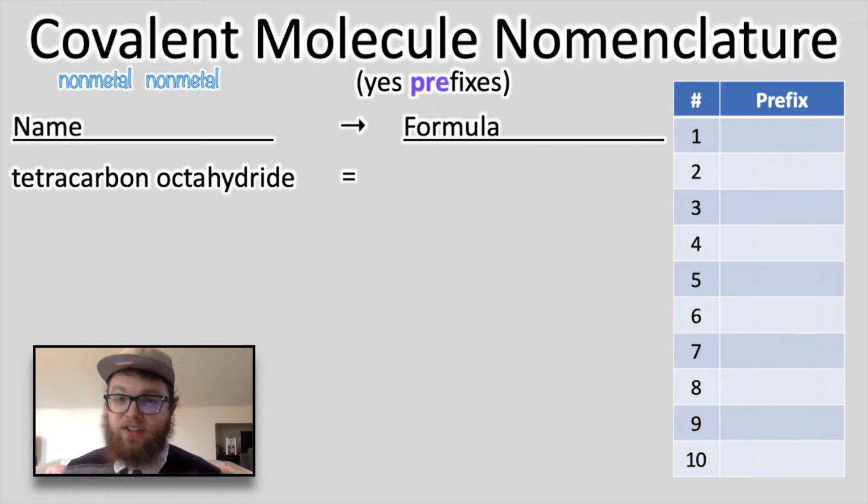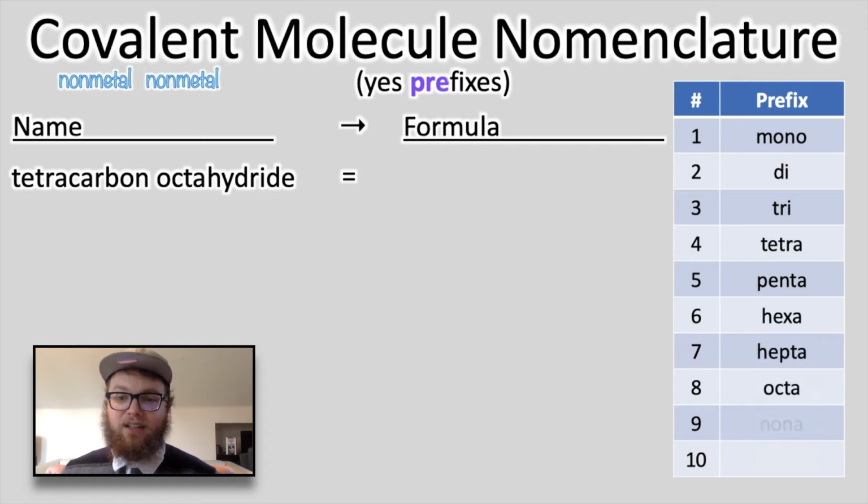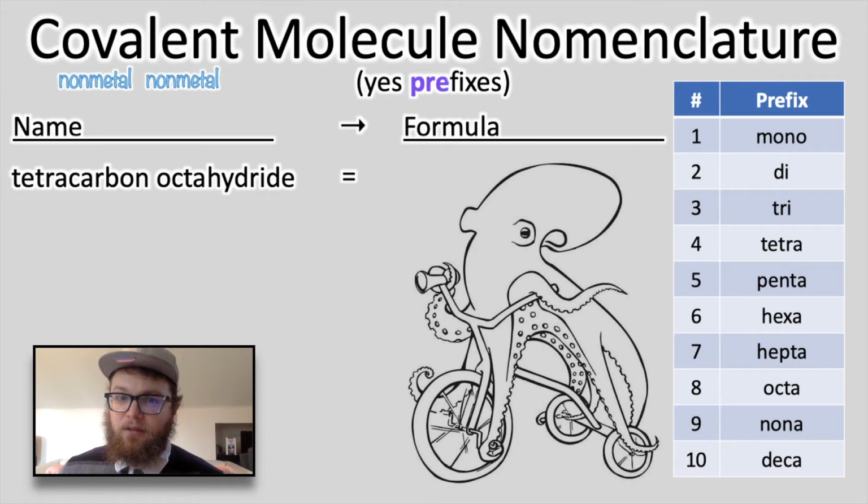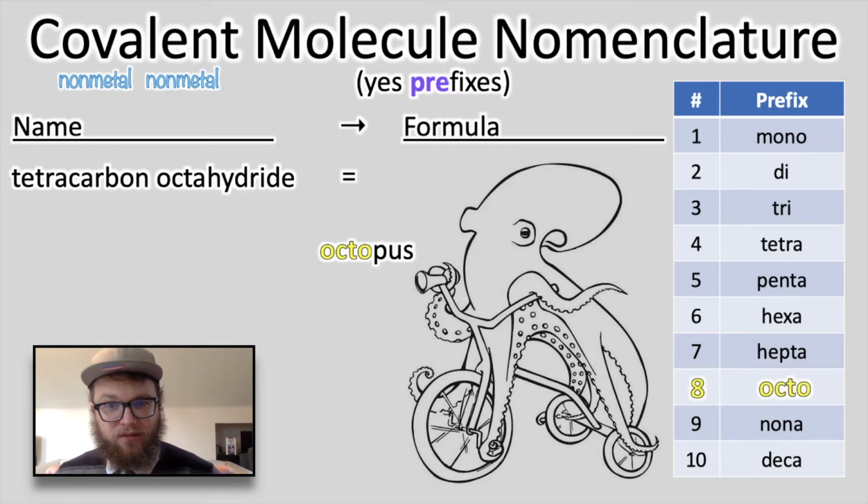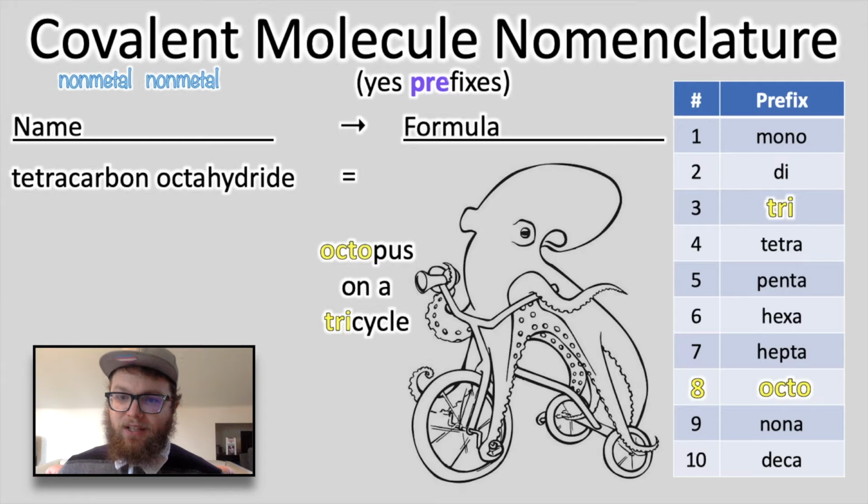Prefixes are small parts of words that go before other words. So we've got the prefix for the number 1 is mono. The prefix for the number 2 is di. Then we have tri, tetra, penta, hexa, hepta, octa, nona, and deca. You've used these before in your life. For example, you could probably tell me what this is. This is an octopus, which has 8 arms, riding a tricycle, which has 3 wheels.